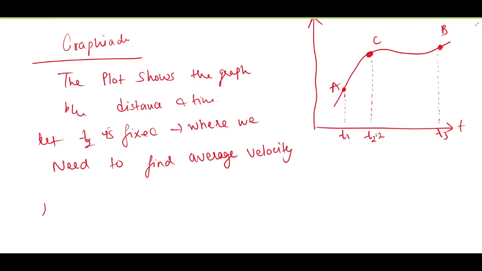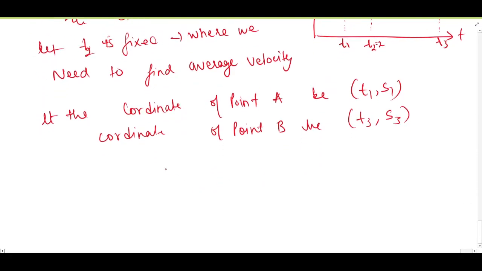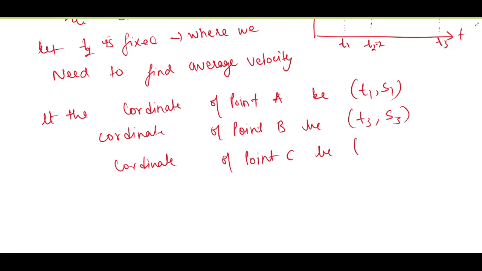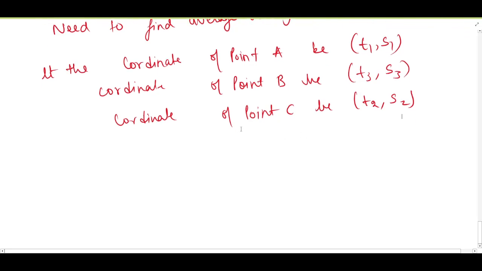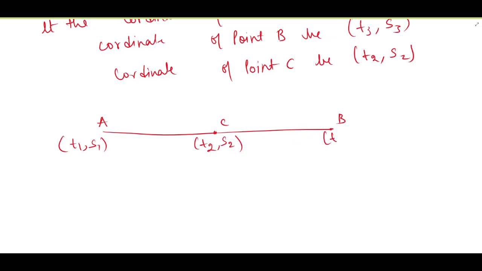So let the coordinates of point A be t1, s1, the coordinates of point B be t3, s3, and the coordinates of point C be t2, s2. So we have A, C and B, where the coordinates of A are t1, s1, this is t2, s2, and this is t3, s3.